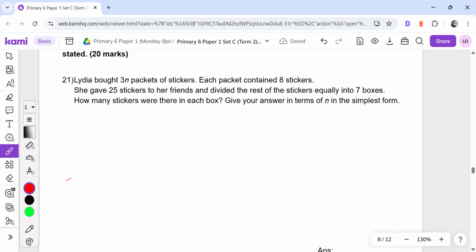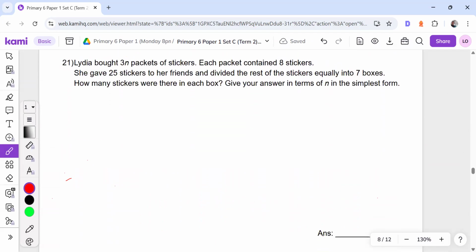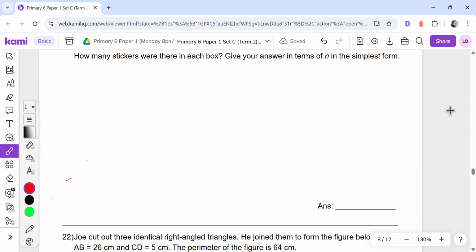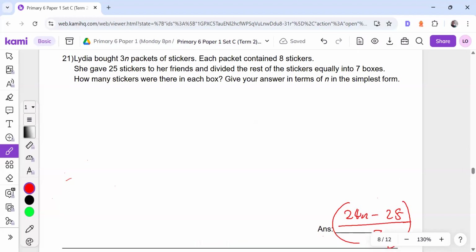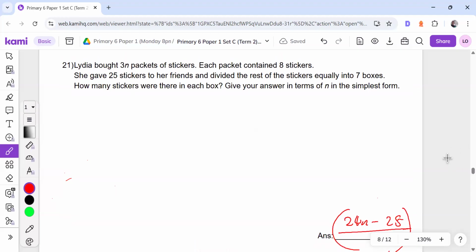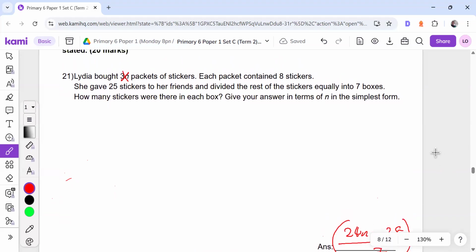Okay, next one. Question 31. Okay, algebra, quite easy. The answer is 24n minus 25, over 7, in brackets. How do you do that? Now, remember Miss Tong told you that if you don't know how to do algebra, you change the letter into a simple number. Maybe let's call it 4 packets. Give a small number, don't give too big. And then it becomes a primary 3 question already.